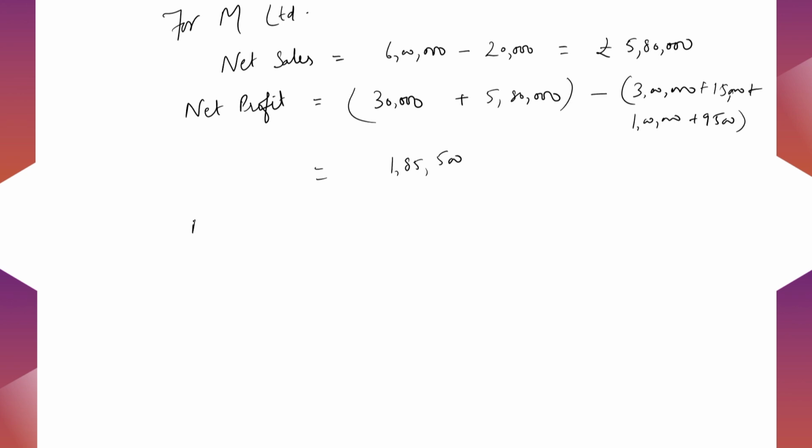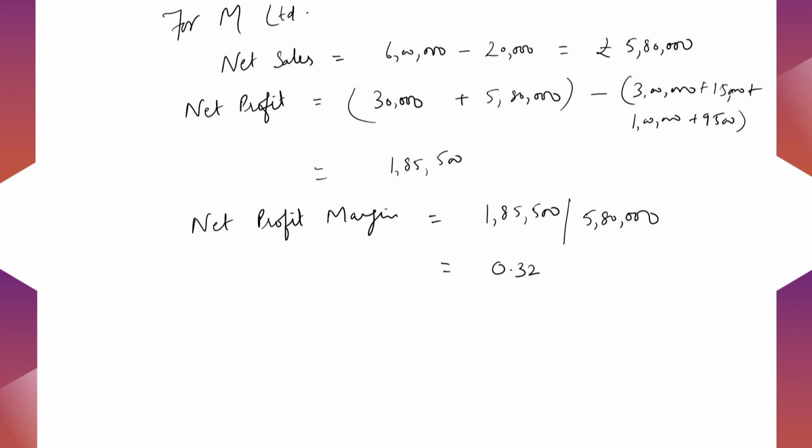So our net profit margin would be, what we just computed is our net profit, 1,85,500 to be divided by the net sales that we computed, 5,80,000. So we reached the figure of 0.32. After this, moving to the next step is the computation of asset turnover.